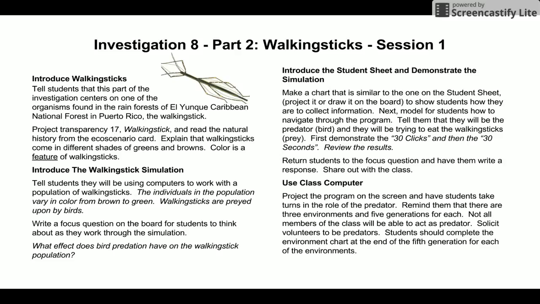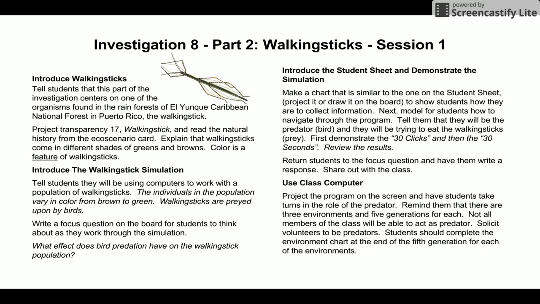Now we will have students working on the computer simulation. What I do is I project the program on the screen and have students take turns in the role of predators. I tell them that there are 3 environments and 5 generations for each. Unfortunately, all members of the class will not be able to act as predators. I do this in this method because I do not have enough time within the class day to allow all students to work on a computer doing this program.